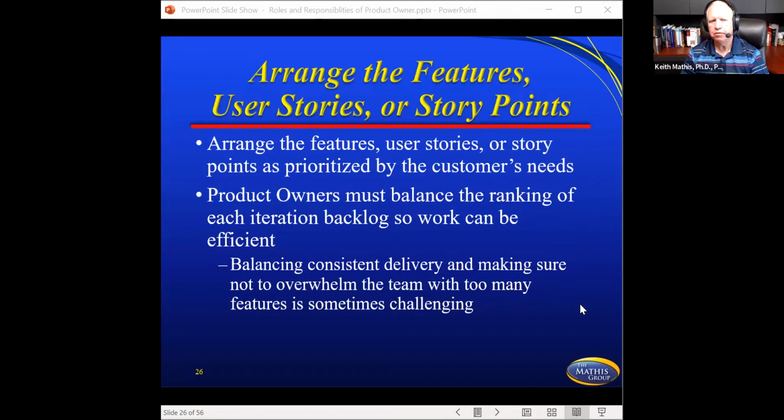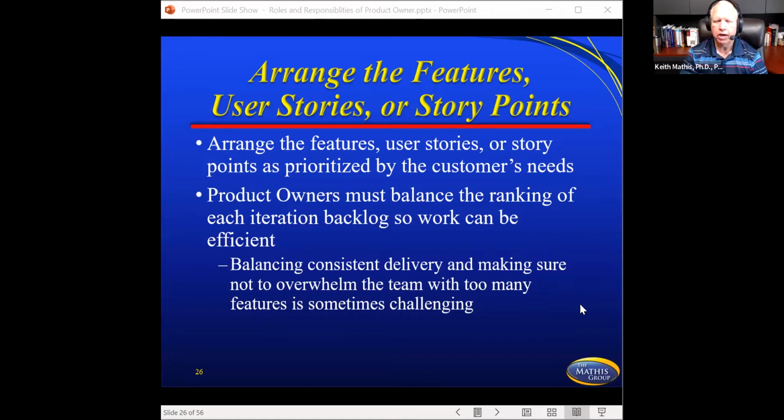Next, they're arranging the features, the user stories, or the story points. Now, these are the most common things that the features are called in the product backlog. Features make you understand what that is. User stories, if you're doing technology, are how people interact with the technology. Many of you that are using technology probably do use user stories. And then the third ranking of these would be called story points.